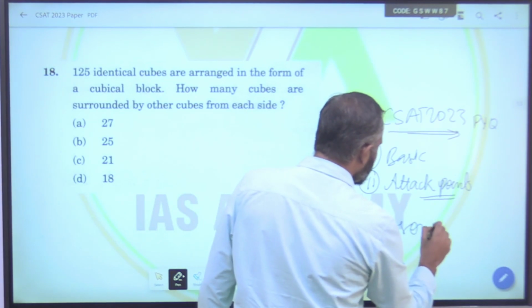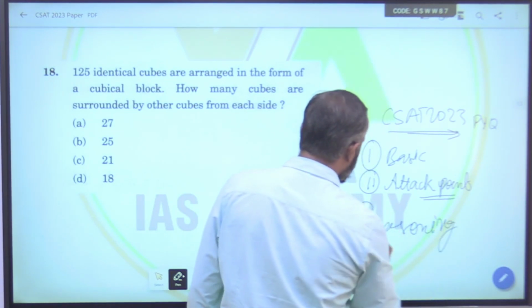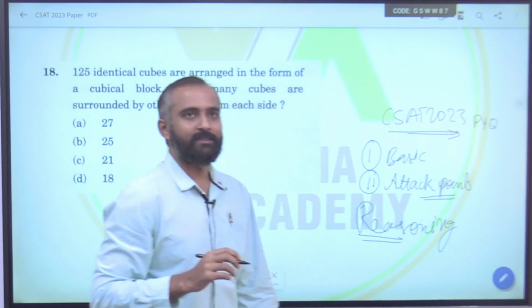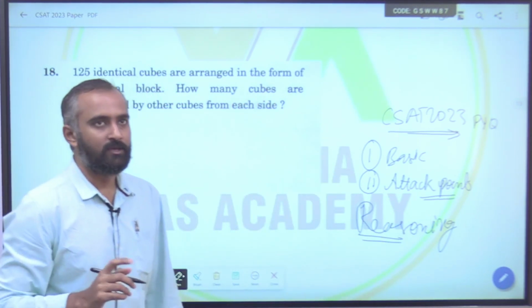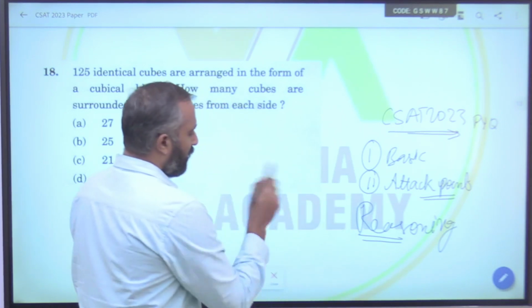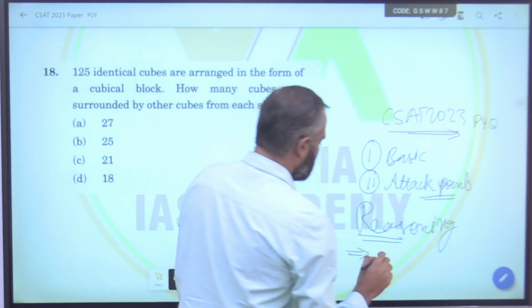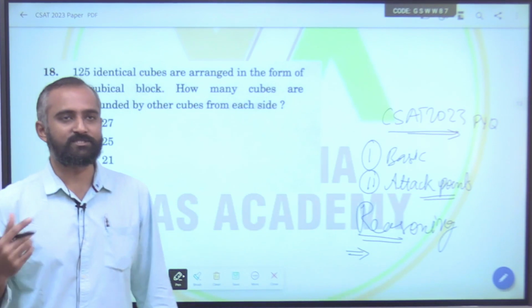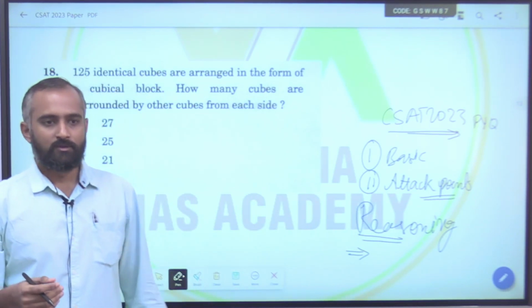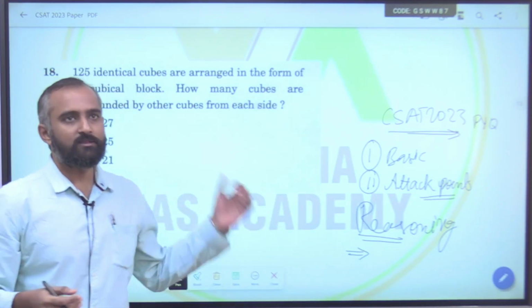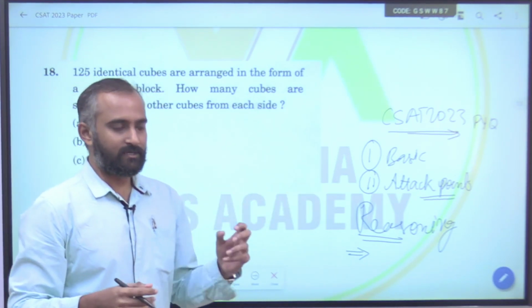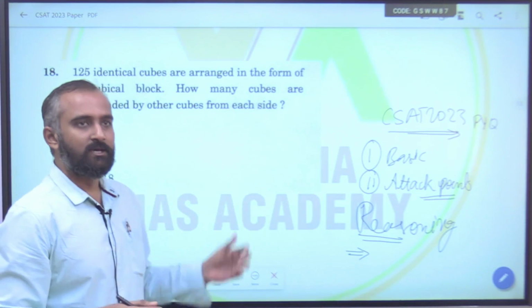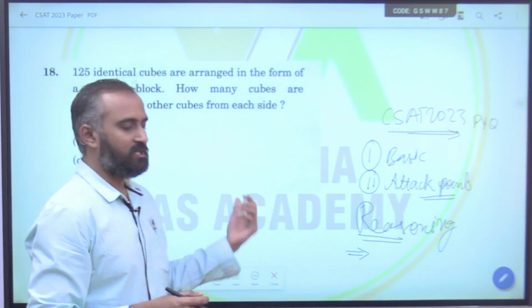I have a feeling that because they have given quant a bit tougher, they have gone soft on reasoning, particularly in CSAT 2023. We will see almost all reasoning questions, even if you have only studied basics or gone through the formula sheet, could be easily solved. Not unlike quant, where you need to think and find the patterns. Reasoning was a bit easy, and we will see how.